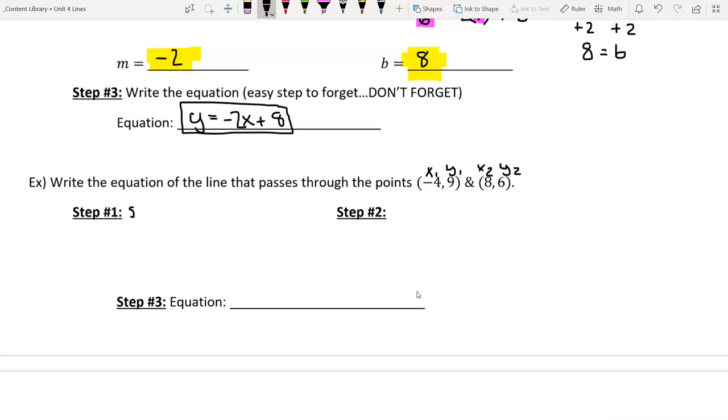And step 1 is to find slope. So I have a formula for that. M equals y2 minus y1 over x2 minus x1. So plug in my points. y2 is 6. y1 is 9. x2 is 8. And x1 is -4. So be careful with that. Make sure you have 2 negatives, because this becomes -3 over 12, which reduces to -1 over 4.